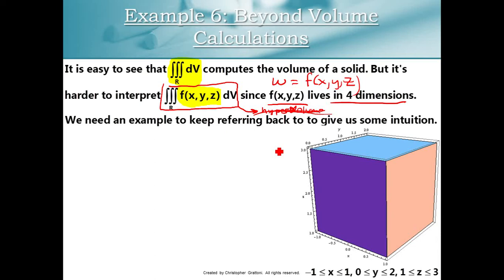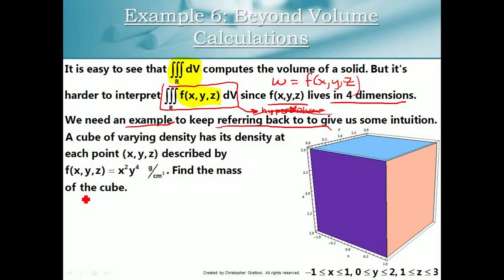I have a much more concrete way of looking at this. And so I'm going to come up with an example that I'm going to keep on referring back to through this entire chapter to give you a little bit of intuition. So here's what I want you to do, and literally do this throughout the entire chapter. Every time you see an f of x, y, z inside of a triple integral, think about it as a density function. Pretend you are in 3-dimensional space, and you have some 3-dimensional region R, and inside of that region R, your region is of varying density. Some parts are heavier, some parts are lighter.